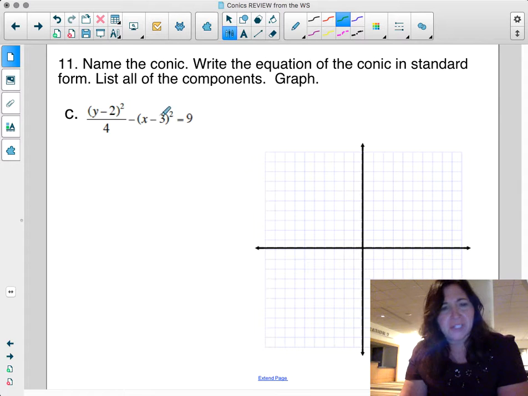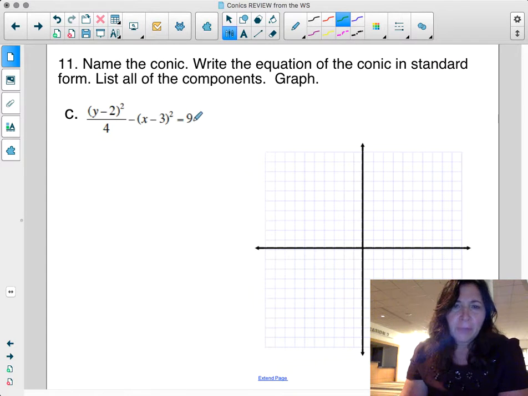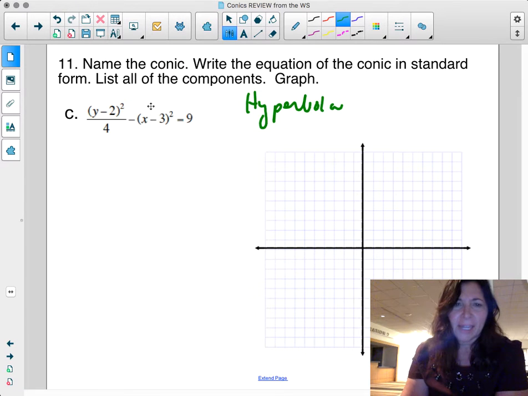So for this equation to be in standard form, you would need a 1 here. Identifying this Conic, you would say this is a hyperbola. It's a hyperbola because it does have an x squared term and a y squared term. Additionally, it has a minus sign. So that distinguishes it from an ellipse.